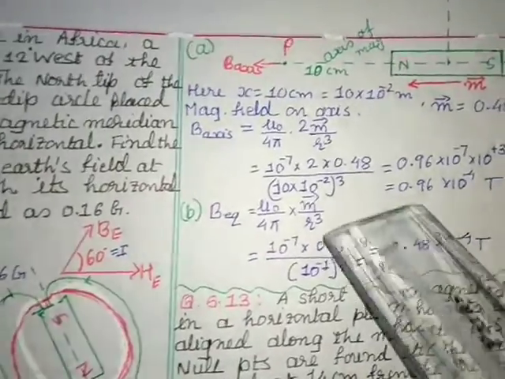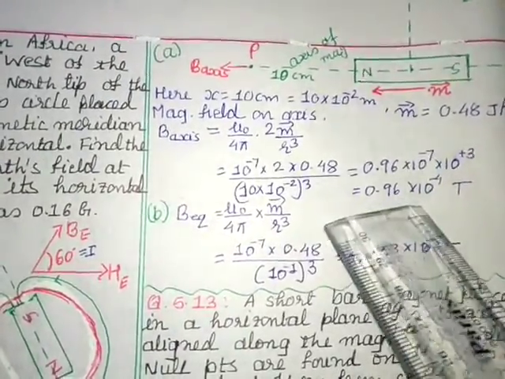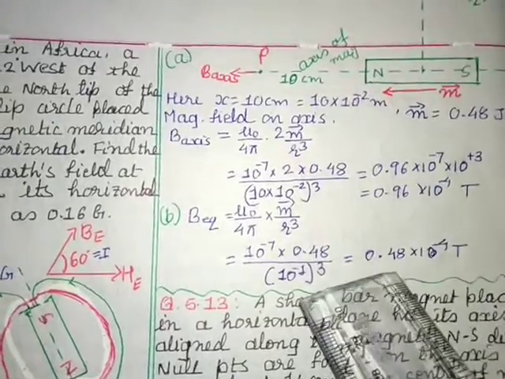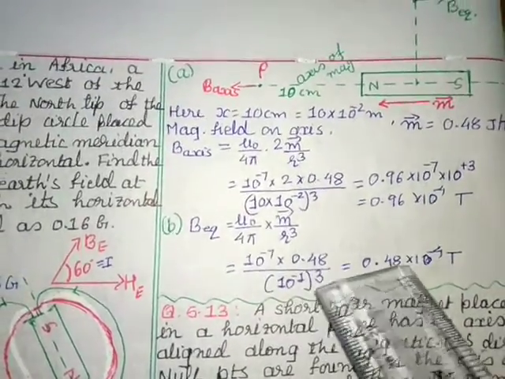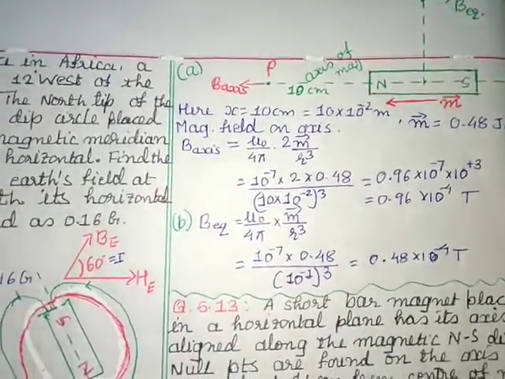So what you are getting is, on the axis it is 0.96 into 10 to the power minus 4 Tesla, and on the equatorial line 0.48 into 10 to the power minus 4 Tesla.